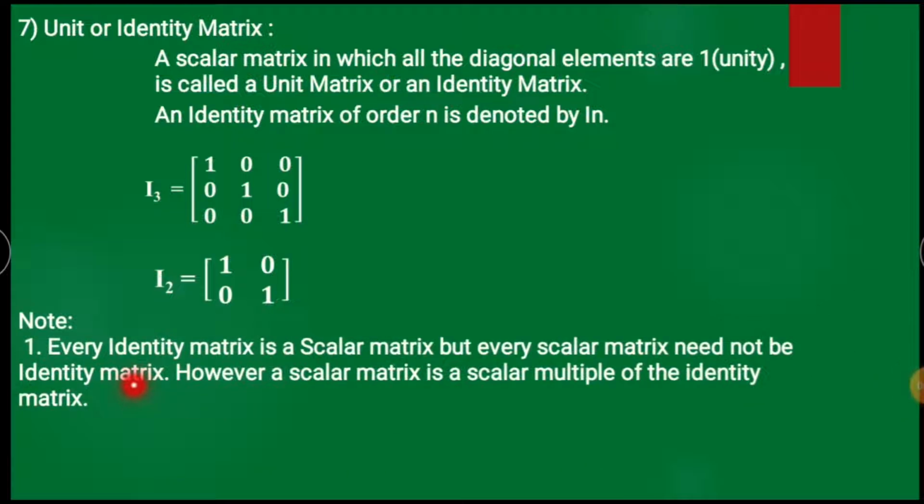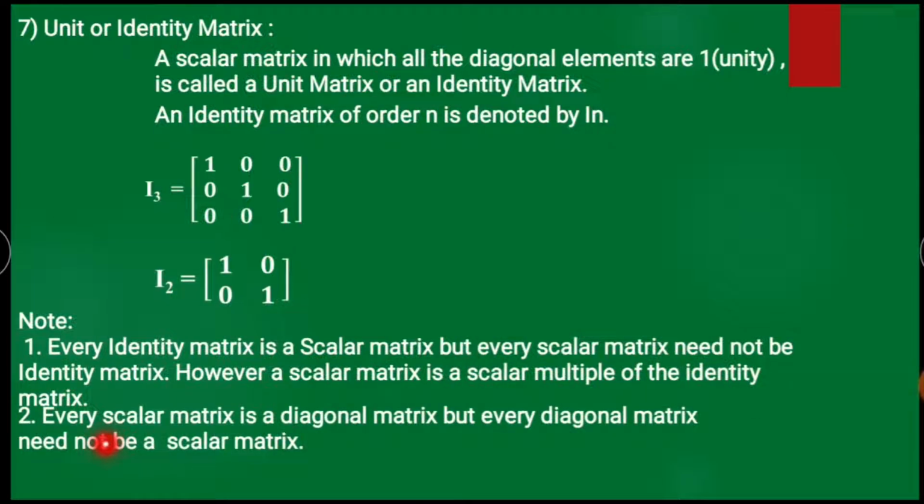Now see the note: every identity matrix is a scalar matrix, but every scalar matrix need not be an identity matrix. However, a scalar matrix is a scalar multiple of the identity matrix. So we will discuss this while solving the problem. Then the second note is, every scalar matrix is a diagonal matrix, but every diagonal matrix need not be a scalar matrix.